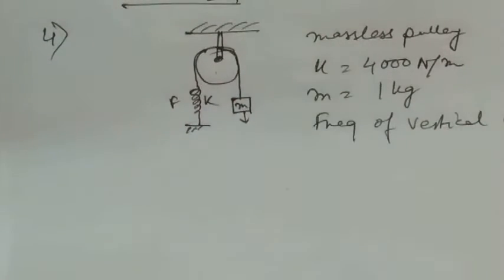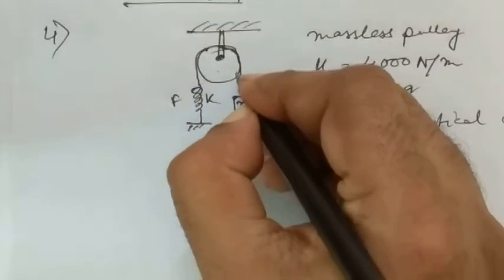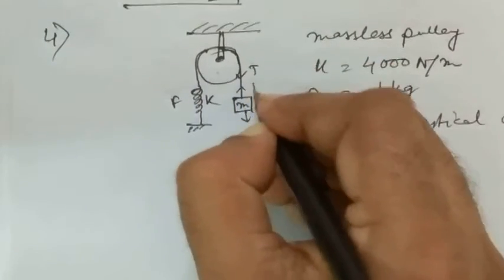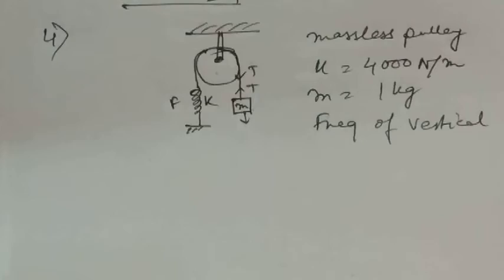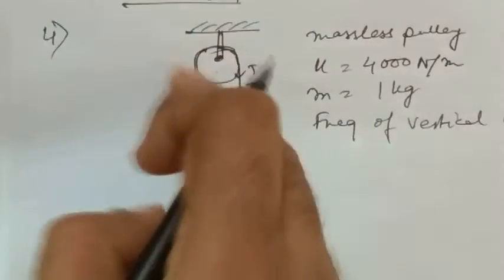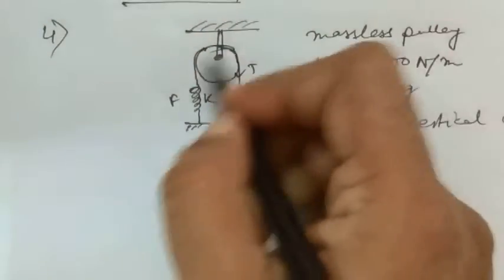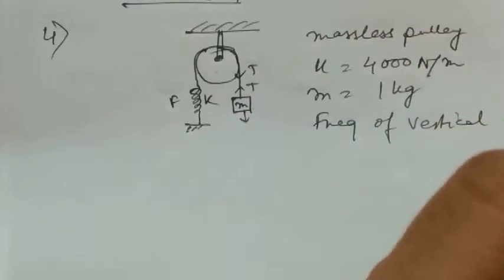So vertical oscillations will take place. The tension here from the pulley moves downwards, from the block it moves upwards. This pulley is fixed. This is a fixed pulley. The string is inextensible. The pulley is massless.